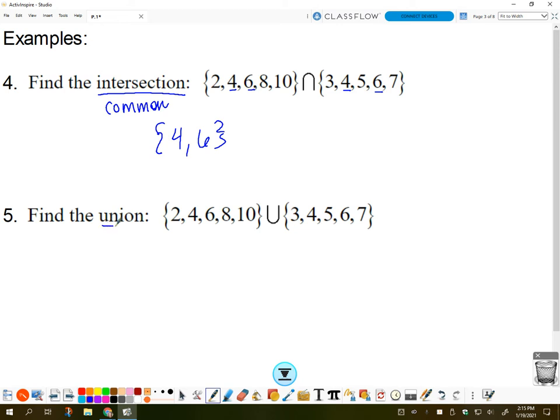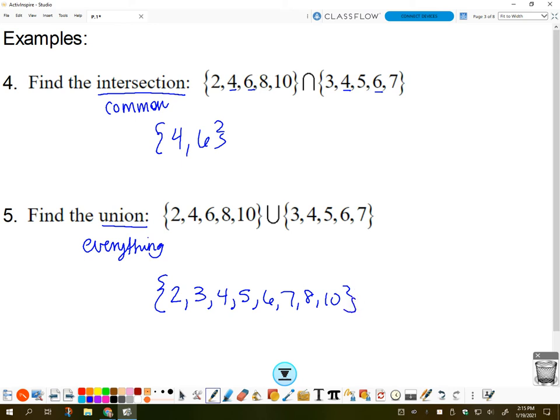Alright, union is everything. And you just don't have to repeat yourself. So, from the first set, there is a 2. Sorry. And then we pick up the 3, and then the 4, and then the 5, and then the 6, and then the 7, and then the 8, and then the 10. So it's all of the numbers that were in both sets. Alright, so again, maybe a little new, but definitely not difficult.